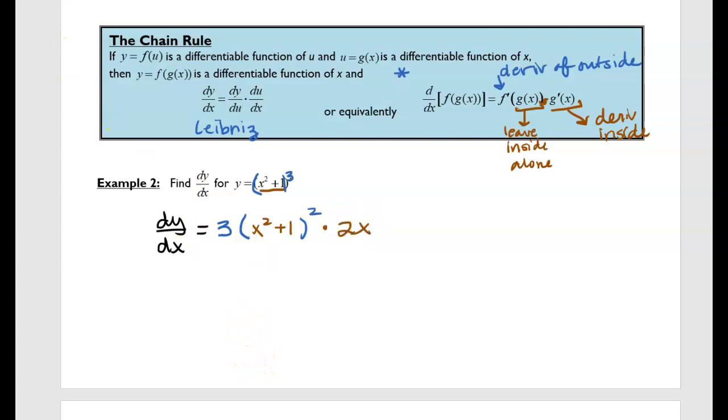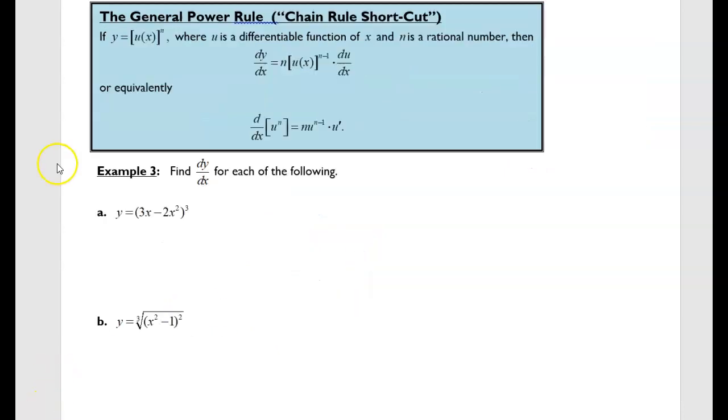This would be an okay way to leave our answer, but we're going to go ahead and simplify it. So usually you can just multiply these coefficients together. So 3 and 2x is 6x times x squared plus 1 quantity squared. You do not need to expand that anymore, and that is our answer.